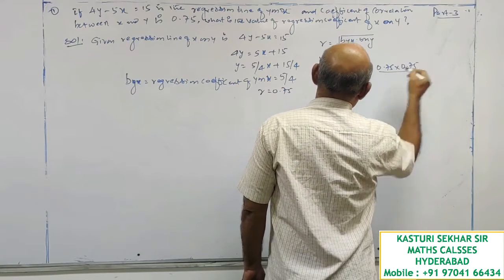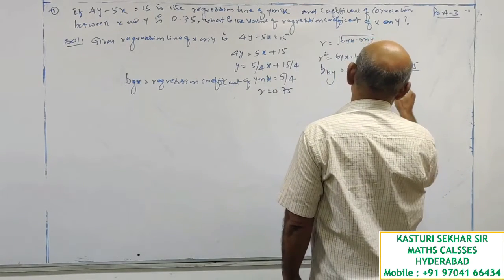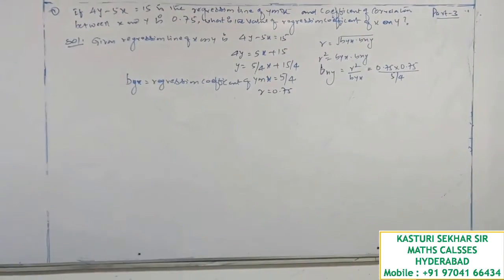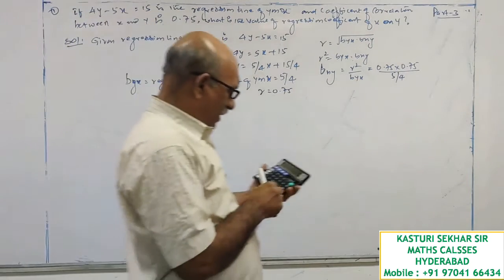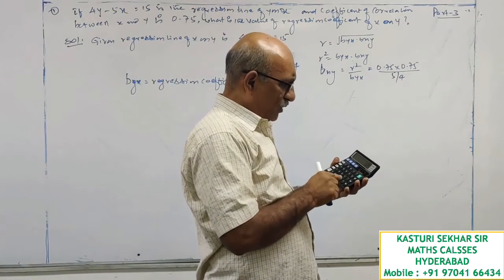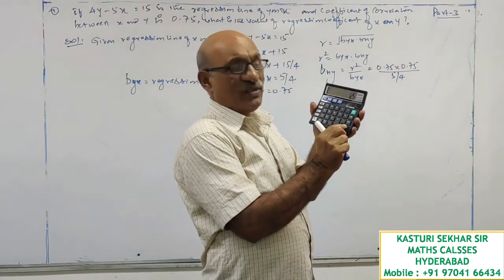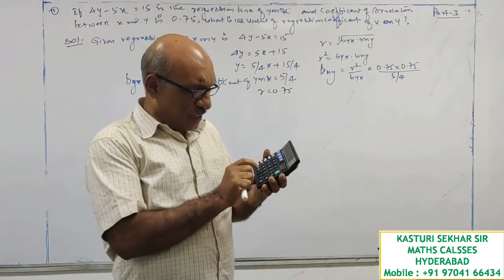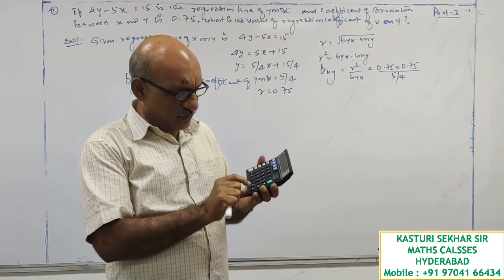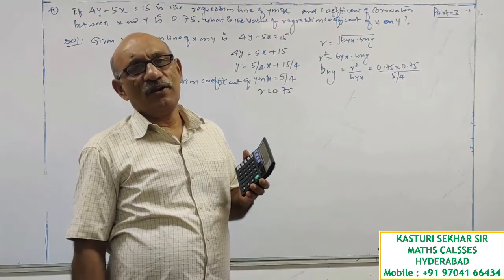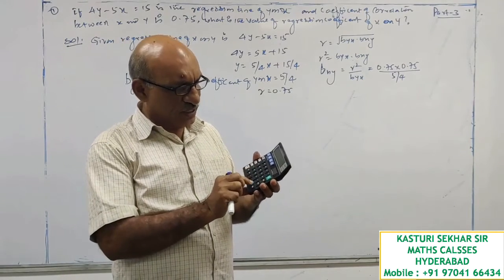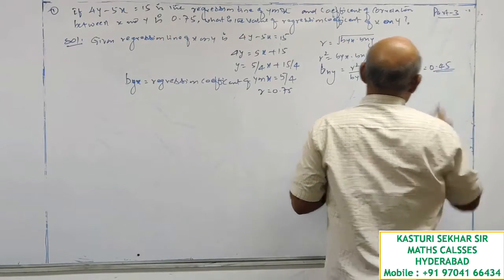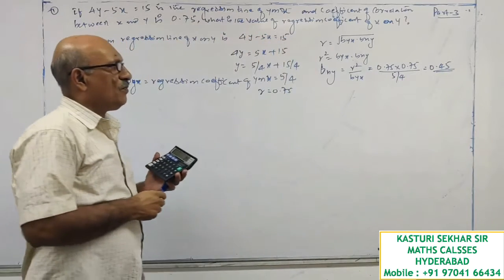0.75 into 0.75 divided by 5 by 4. 5 by 4 is equal to 1.25. Press the M plus button, so 5 by 4 is simplified and stored in the memory. Numerator 0.75 into 0.75 is equal to 0.5625, divided by MRC is equal to 0.45. So the answer is 0.45.